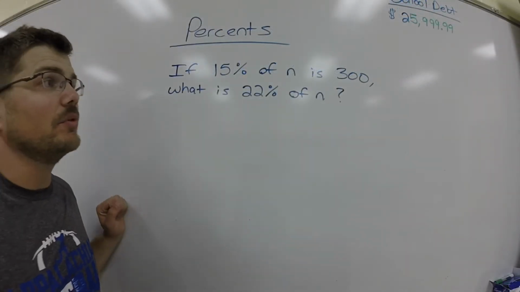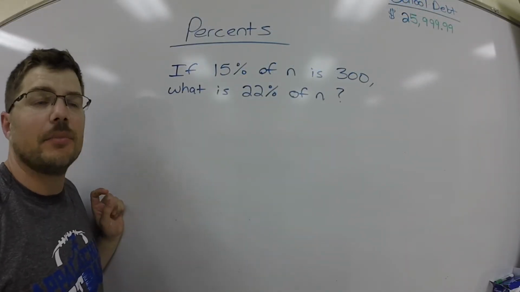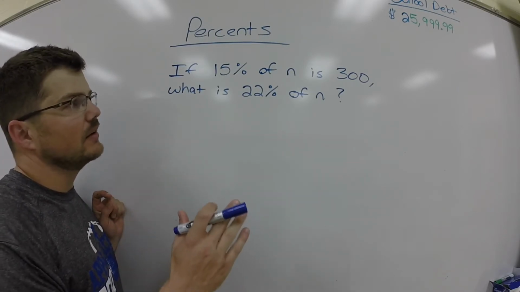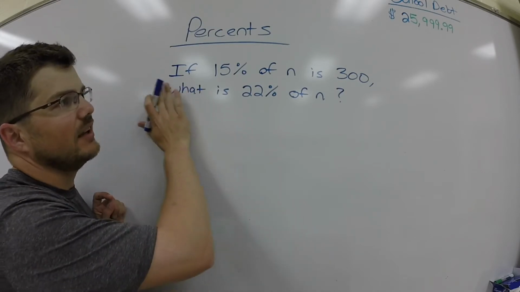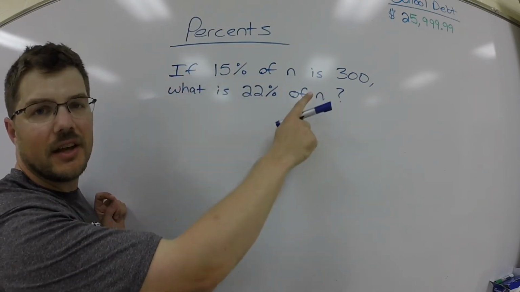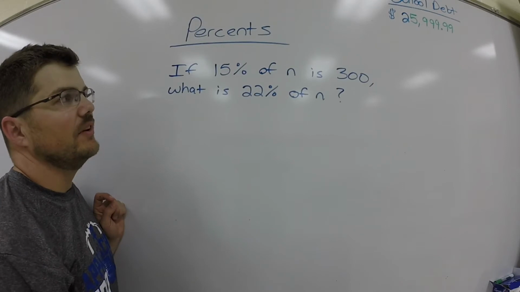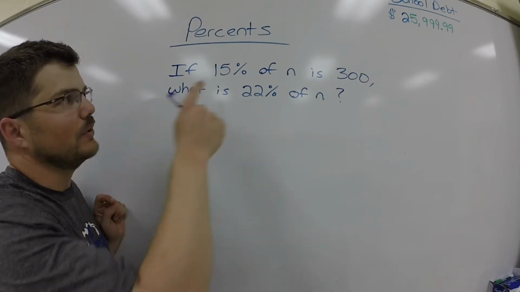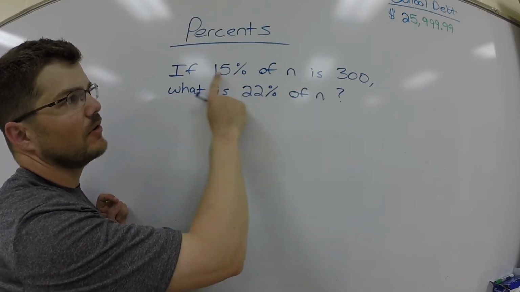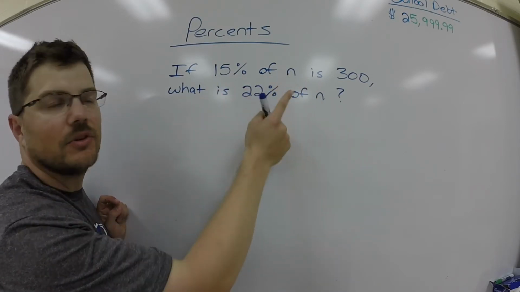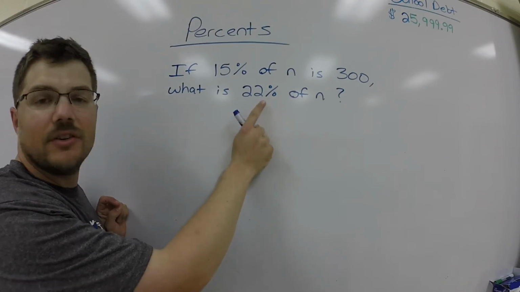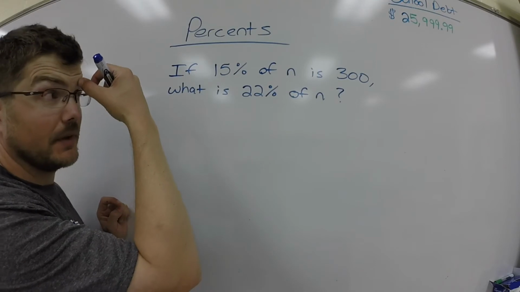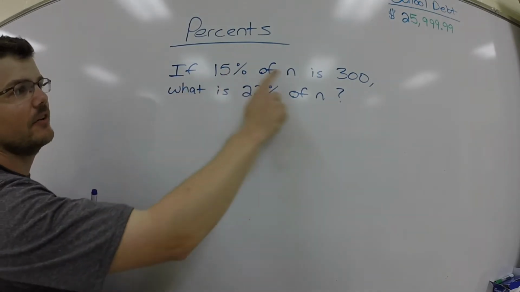Okay, on this example, this is a two-part percent problem. So it is if something, then something else. So if you see an if problem, let's focus on the if statement first. If 15% of n is 300. Okay, so we can take this first part and figure out what n is. Once we solve for n, then we can figure out 22% of n just by saying 0.22 times our answer. So let's figure out the first part.